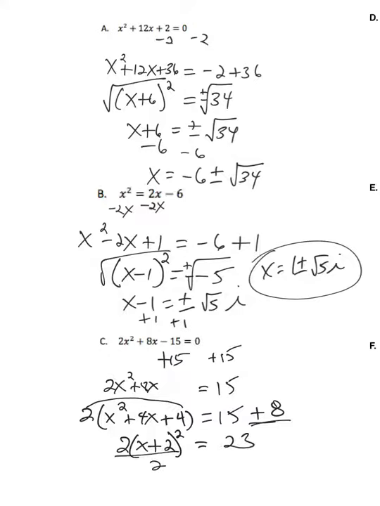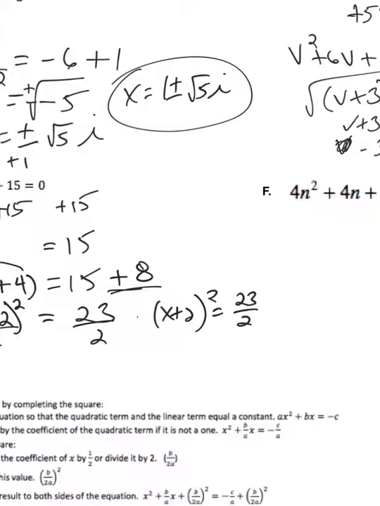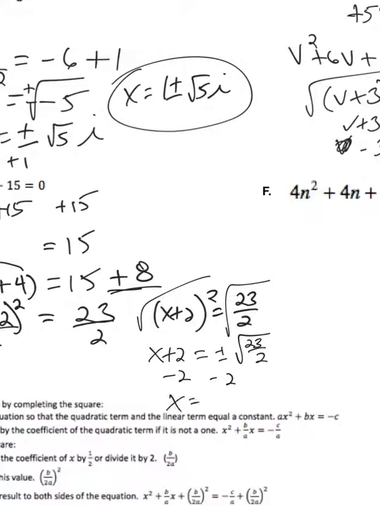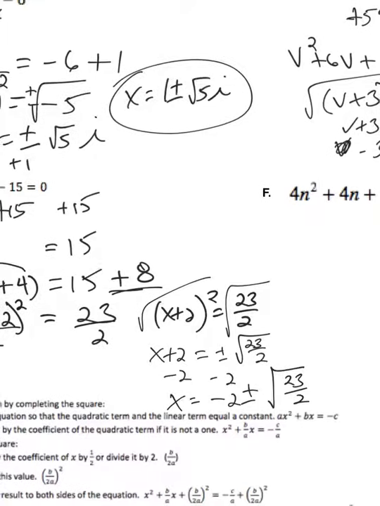I can divide both sides by 2. That gives me x plus 2 squared equals 23 divided by 2. I'm going to leave this as an ugly fraction. Square root: x plus 2 equals plus or minus the square root of 23 over 2. And then the last thing is to subtract 2. So x is equal to negative 2 plus or minus the square root of 23 over 2. Can you leave it ugly? Sure. Leave it ugly. It's all good.